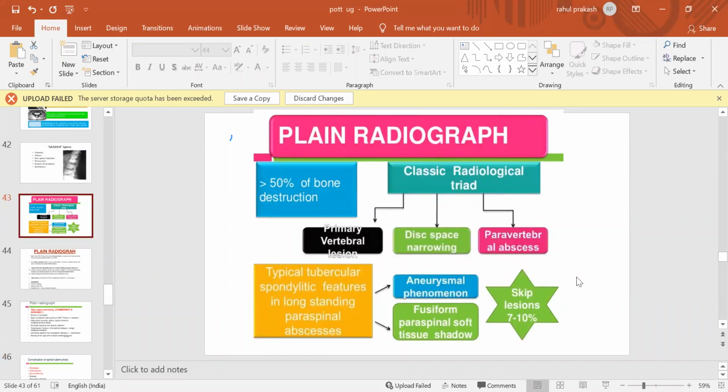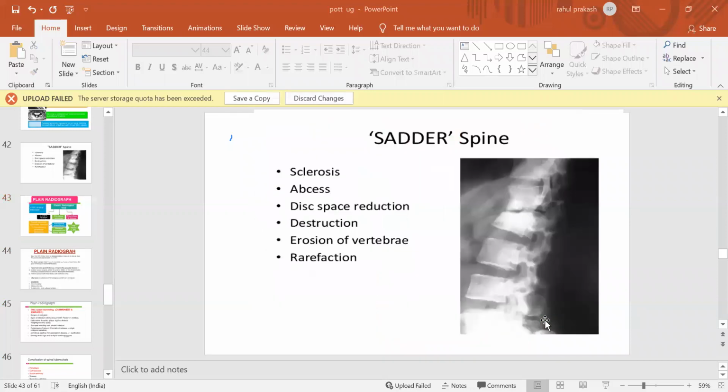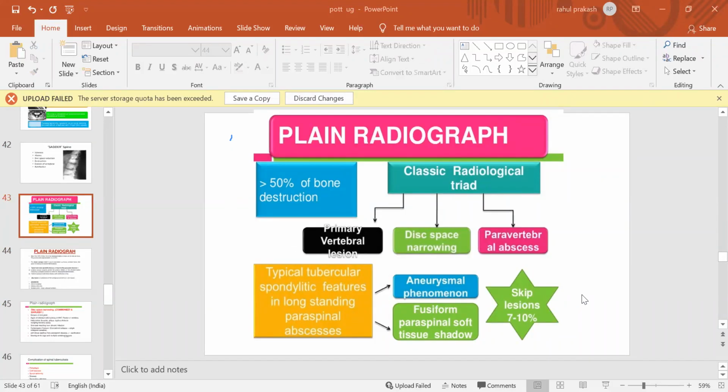So in the plain radiograph you have bone destruction, you have disc space narrowing, and an abscess will be there. Okay. Now these two things I had already told you. These two things to remember. One is fusiform, the bird nest formula that I told you. I don't know, maybe the time is running short. Less than 1 minute. It's showing less than 1 minute.